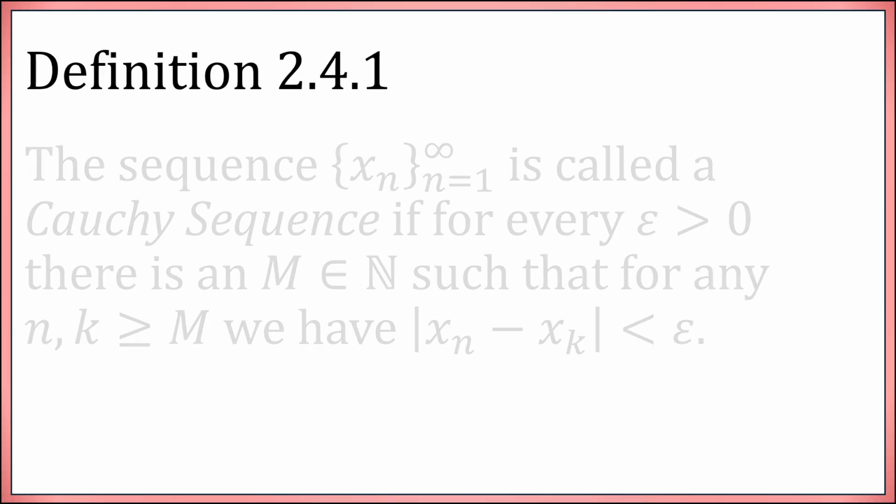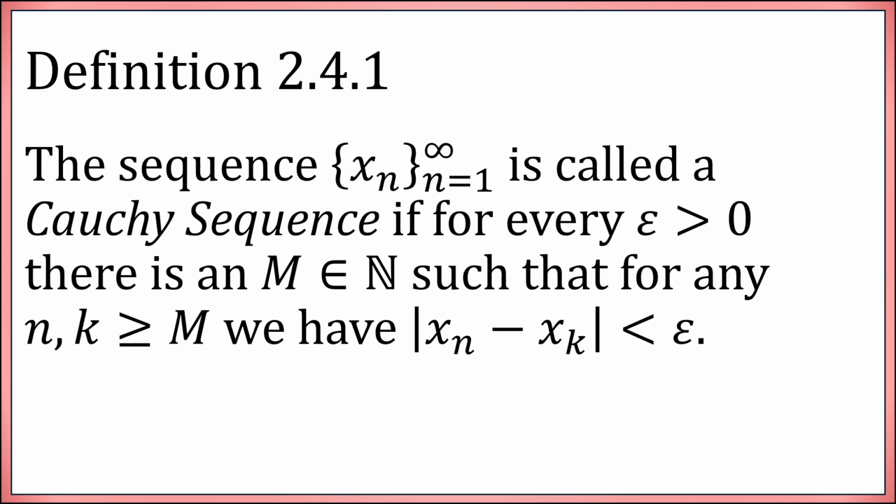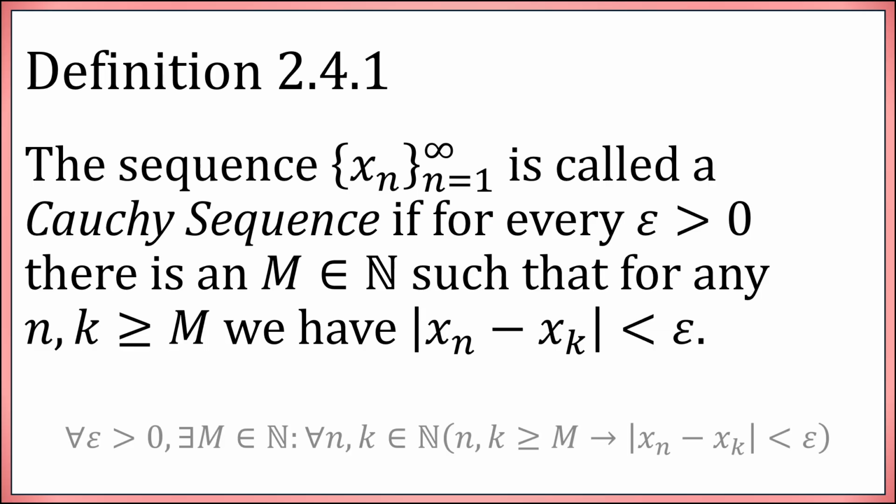So here is the definition. A sequence x_n is called a Cauchy sequence if, for every positive epsilon, there is a cutoff index m, so that for any two indices past that point, the distance from x_n to x_k is less than epsilon. And here it is presented symbolically, which will inform how you prove a sequence is Cauchy. For any positive epsilon, there is a cutoff index, so that given any two indices that are beyond that point, the distance between those relative terms of the sequence is less than epsilon.